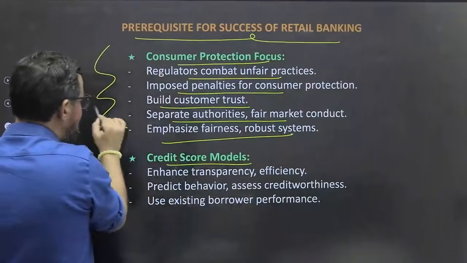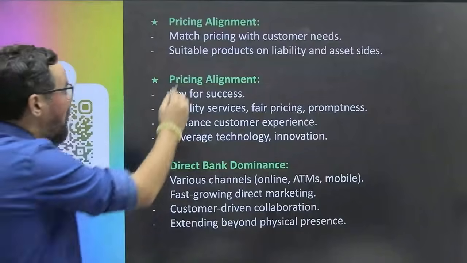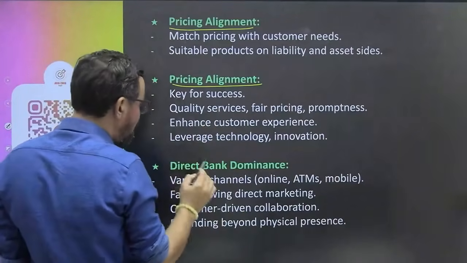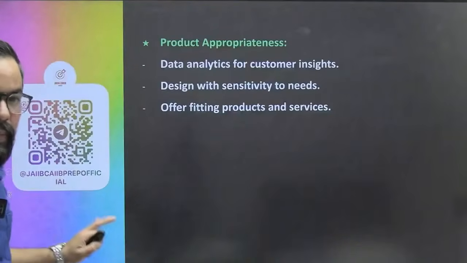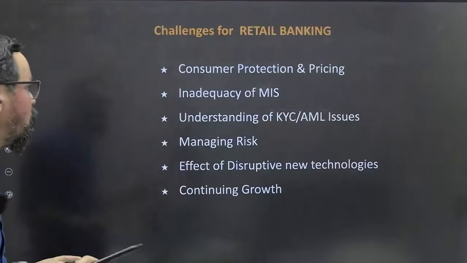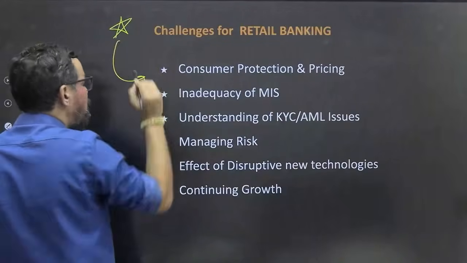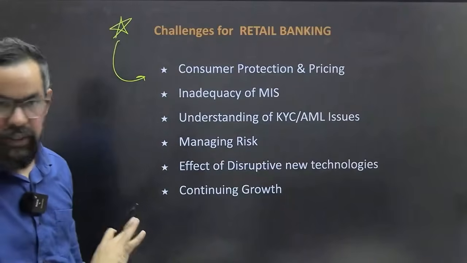So now this is your half marks question. This is again your half marks question, areas and all. Price alignments, we have pricing alignments, then we have a direct bank dominance and all. So these are very basic ones, understandable if you go through them. Challenges, again this is a very important question for half marks or 1 mark that you are for sure going to face.